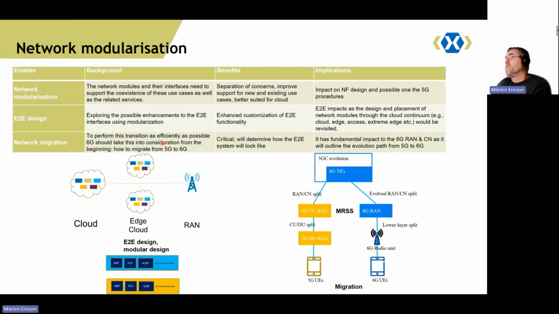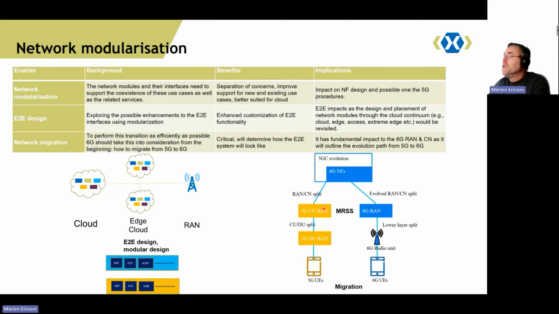This is one proposal we have about the migration, that the core network should be an evolution from the 5G core network, and we add new network functions, 6G network functions, to that. There will be a new RAT, and possibly we can go for lower layer split or not though. So this is just ideas we have.